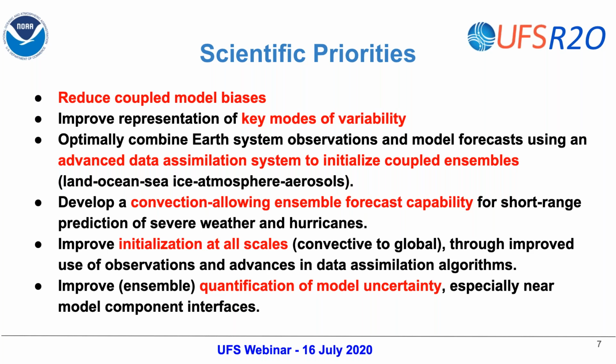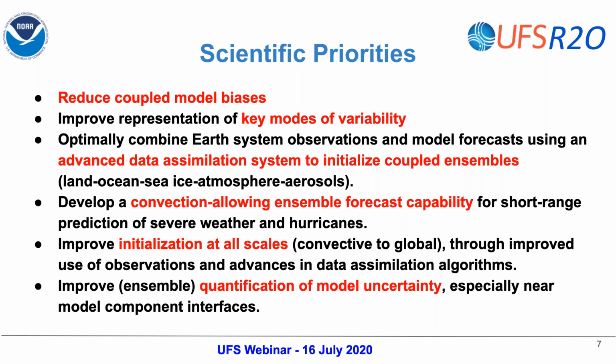We need to do a better job of data assimilation, so finding optimal combinations of Earth system observations and model forecasts. And for that, we really need to invest heavily in advancing our data assimilation systems, and particularly looking at how we can exploit the fact that we're using a coupled Earth system model for forecasts. Can we then use the observations from some of the other components, say ocean observations or land surface observations, to influence the initial states for the atmosphere? Same thing with sea ice, same thing with aerosols. Can we assimilate information from those to do a better job of initializing the Earth system model?